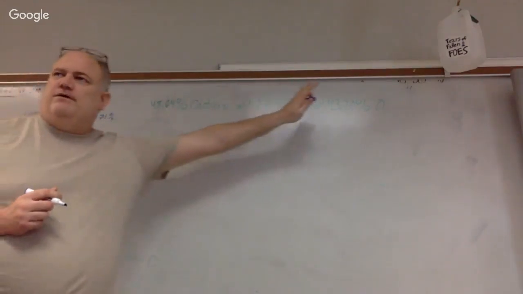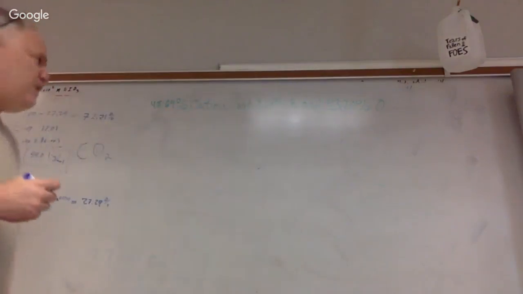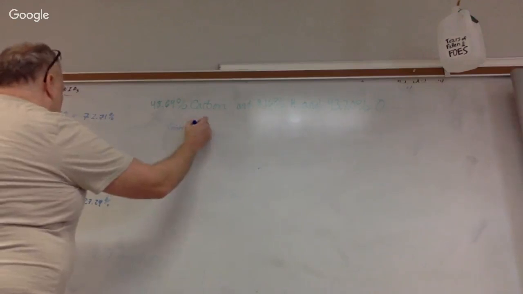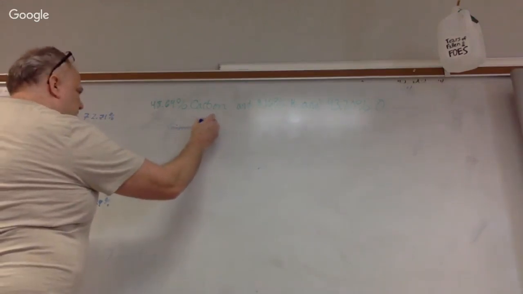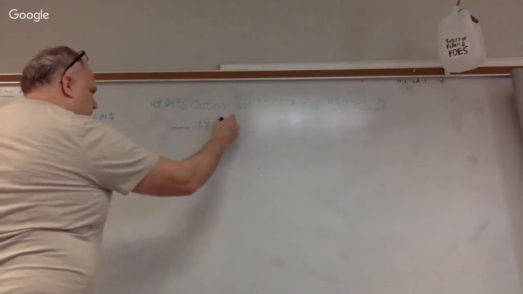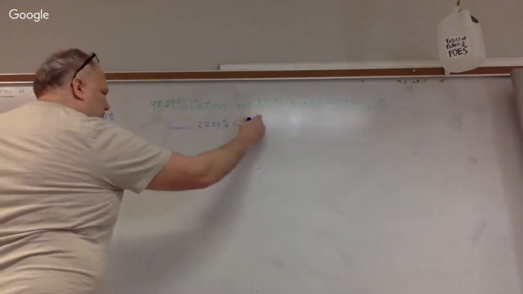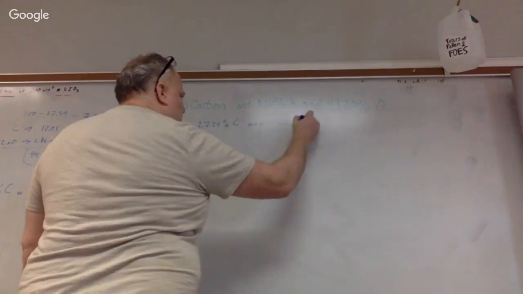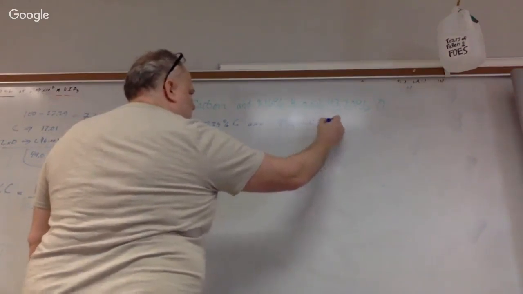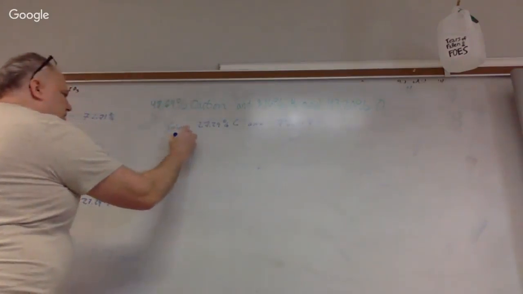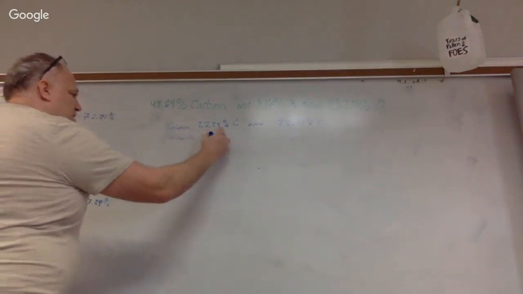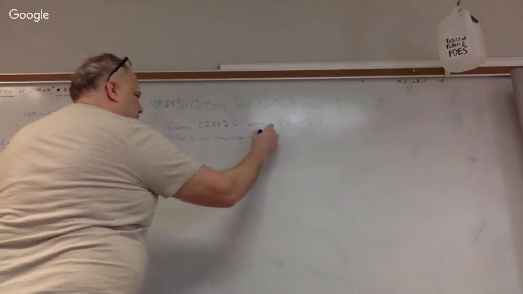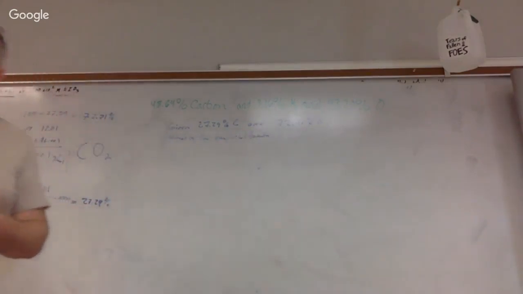Ignore the green right up here. We're just going to do this problem. So, given 27.29% carbon and 72.71% oxygen, what is the empirical formula? What is the empirical formula?